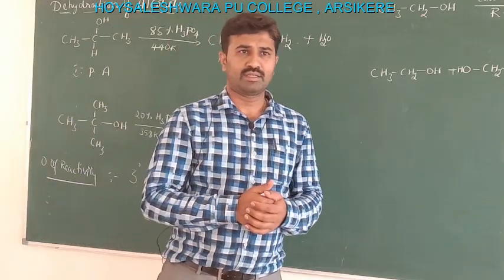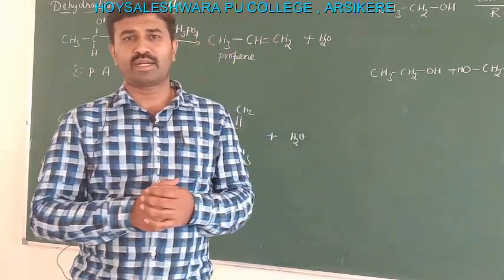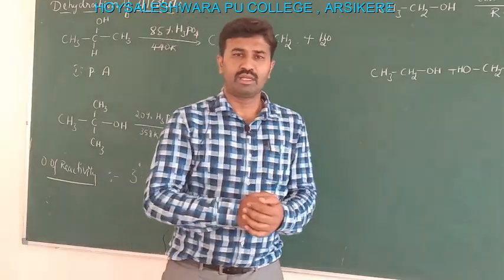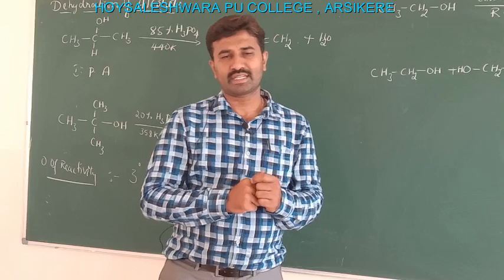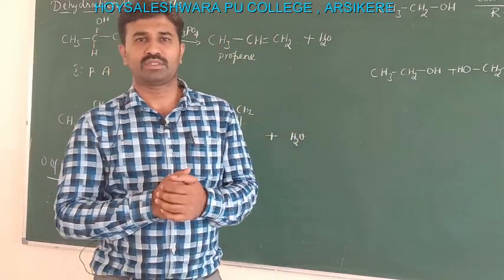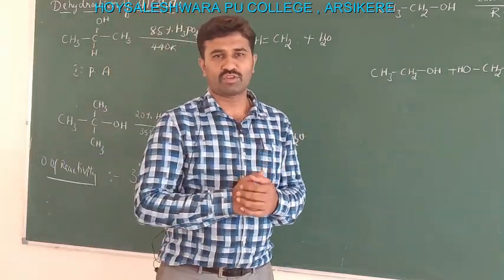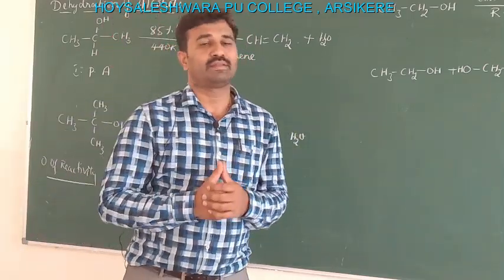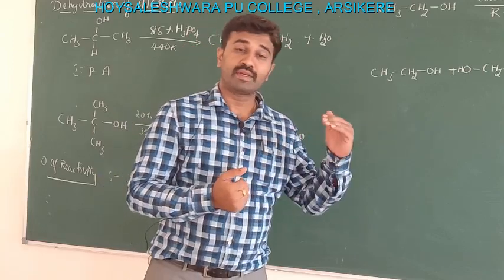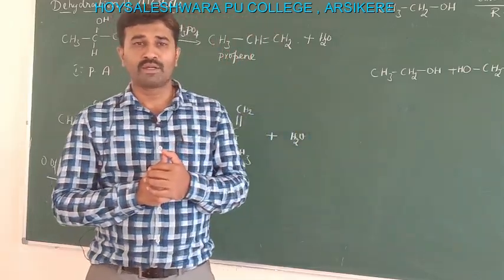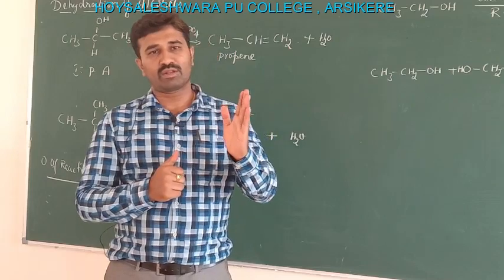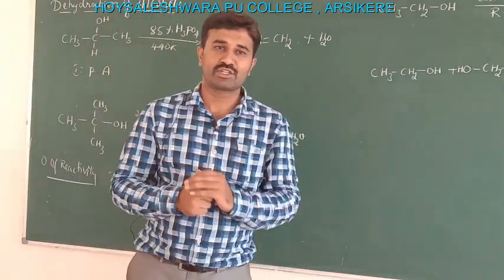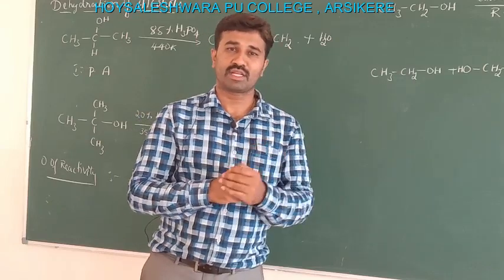In the last session, we discussed the dehydration of alcohol into alkene. We studied the example: ethyl alcohol reacts with concentrated H2SO4, that is sulfuric acid, at a temperature of about 443 Kelvin. Dehydration takes place to form ethene. Ethyl alcohol is a primary alcohol, so primary ethyl alcohol gives ethene. Now, we are going to study the dehydration of secondary alcohols and tertiary alcohols.